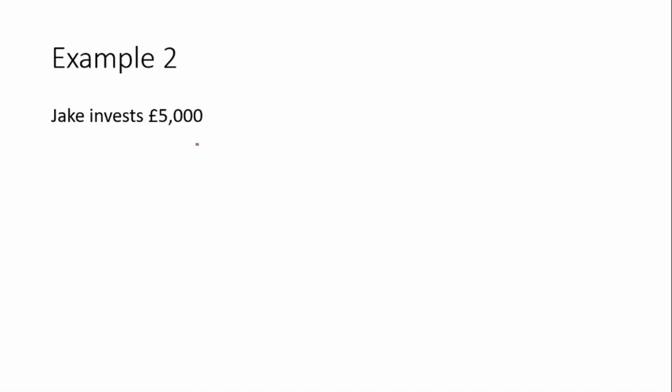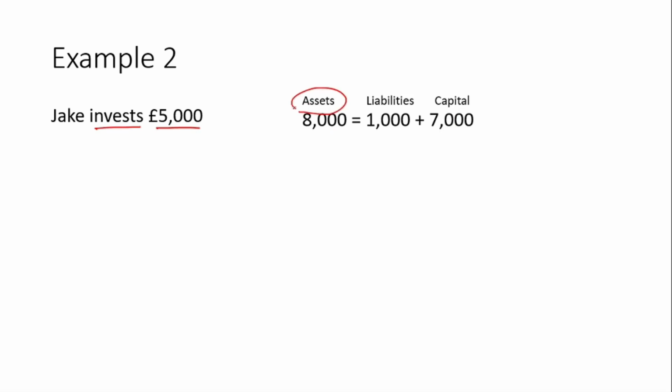Okay, let's look at another example. Let's say Jake invests £5,000 in our business, and we currently have £8,000 of assets, £1,000 of liabilities, and £7,000 of capital. And because Jake invested £5,000 in our business, it's going to affect the assets and capital. The reason why it affects assets is because we're going to receive the money from him, so it's going to increase the assets by £5,000, and it's going to increase the capital by £5,000 as well, because Jake is now part owner of our business.